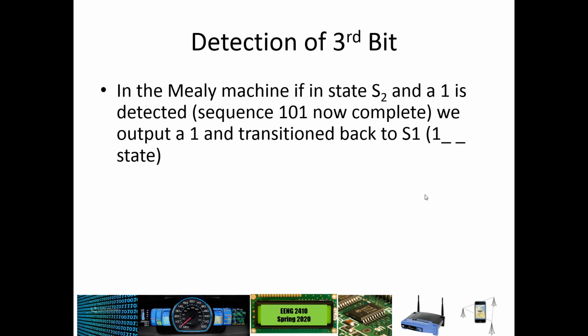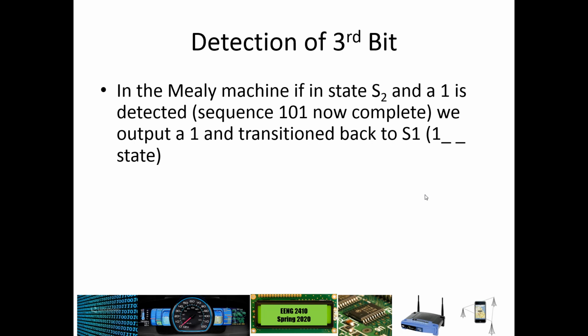So when we detect the 3rd bit in the Mealy machine, what we did was we went from S2 back to S1 and we output a 1. So what that meant was we had 101 completed, and that last one that we picked up could be the beginning of a new 101 sequence.